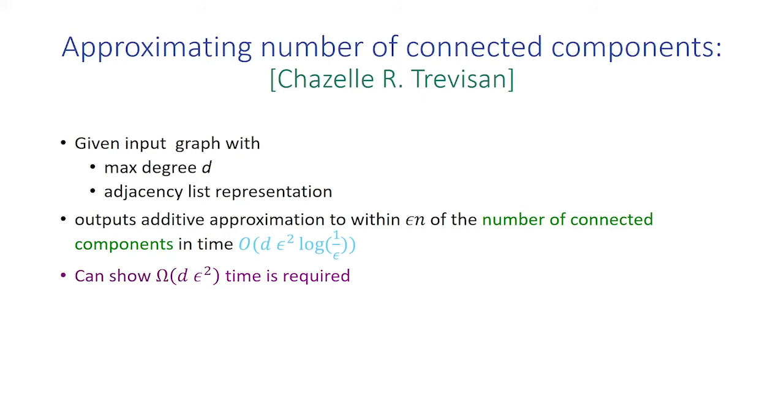Now I don't need to assume that each node has the degree, or anything like that. We're going to output an additive approximation to within epsilon n of the number of connected components, and we're going to do it in time d over epsilon squared times log one over epsilon. So this won't depend on the number of nodes in the graph directly, only the max degree. You can show that omega of d over epsilon squared time is required, so this is pretty close to the best you can do.